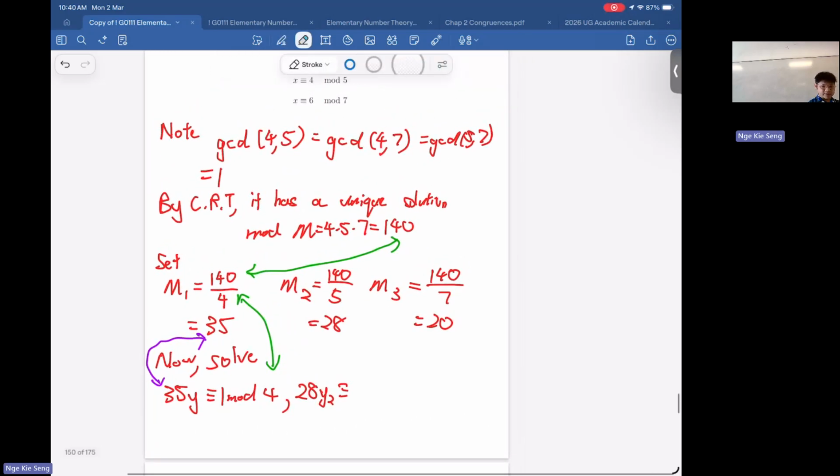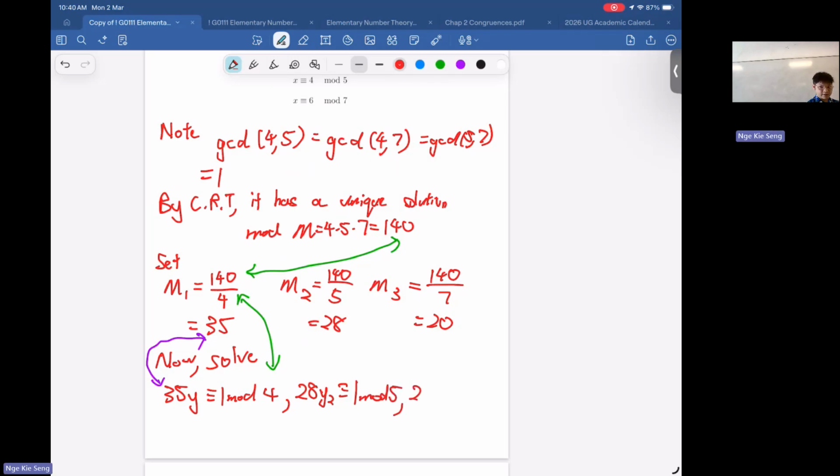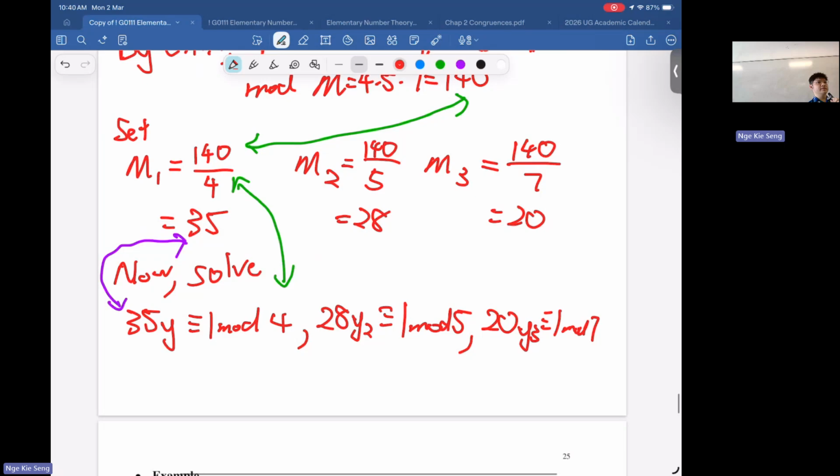The next one is similar. You want to find the inverse of 28 mod 5. And then the last one, you want to find the inverse of 20 mod 7. Can you solve this for me? Find the inverse. Tell me what is y1, y2, y3.